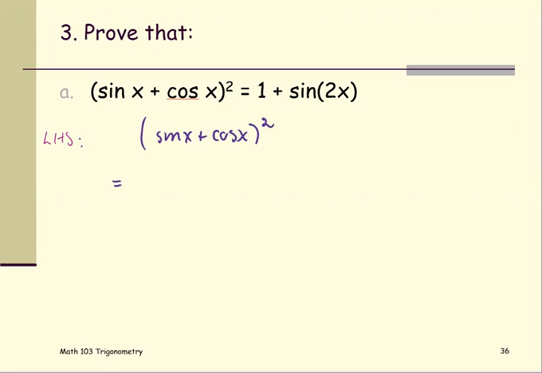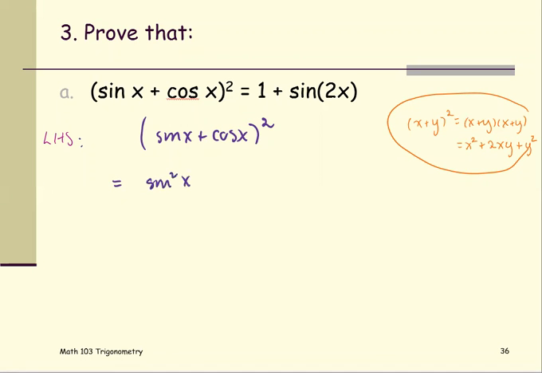Note the power 2, or the perfect square: x plus y quantity squared, which is x plus y times x plus y. Expanded using FOIL, we will get x squared plus double the product of x and y plus y squared. For this case, the square of sine x plus cosine x will give us sine square x plus 2 times sine x cosine x plus cosine square x.